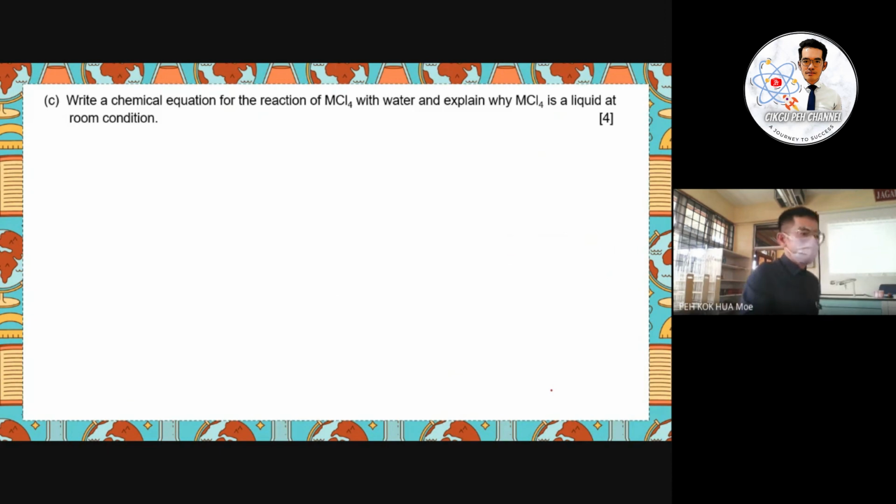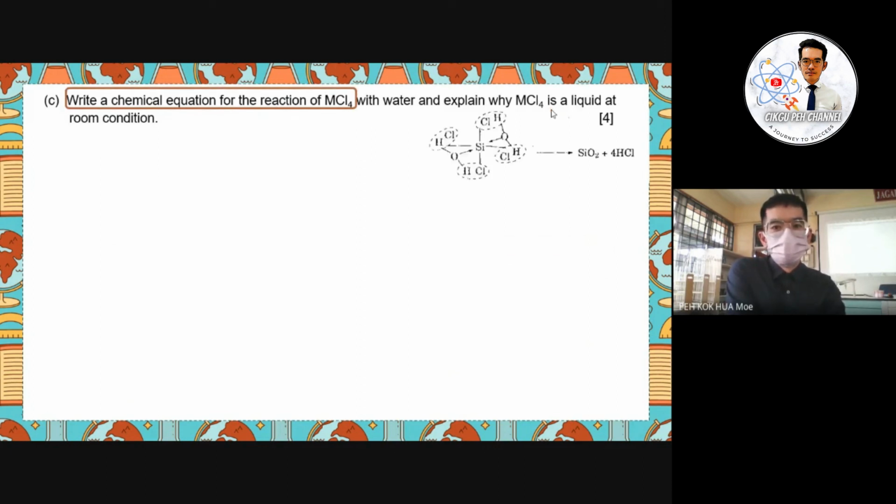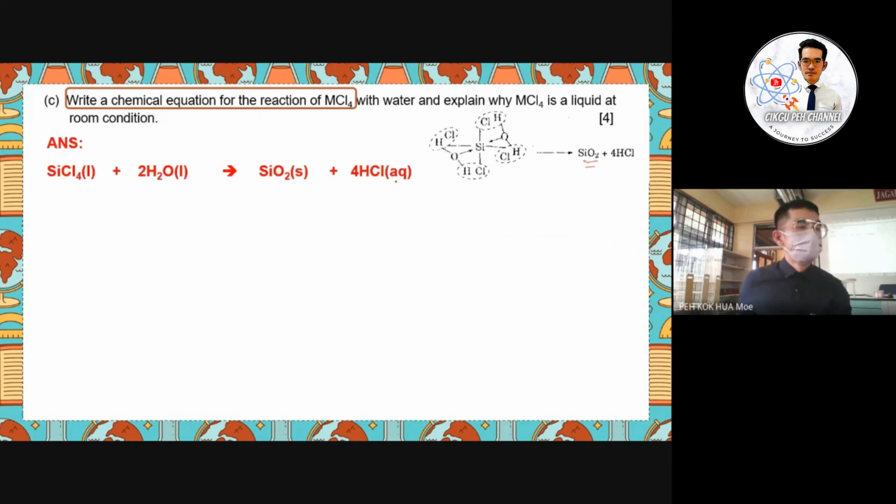Okay, and then here write chemical equation for the reaction of silicon tetrachloride with water, and explain why silicon tetrachloride is liquid at room condition. Okay, so here write equation. So from here we actually just now explained already. So silicon tetrachloride will undergo hydrolysis to form silicon dioxide and hydrochloric acid.